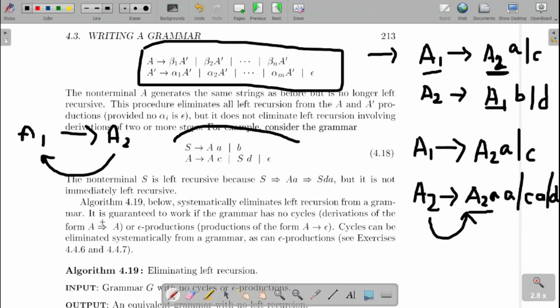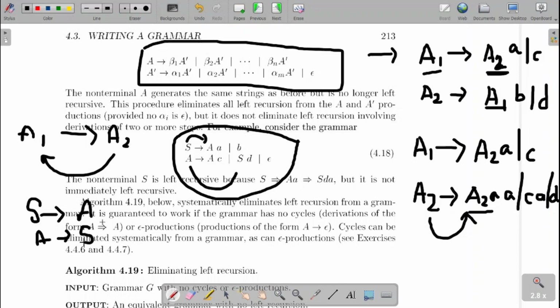Now if you look at the example present over here: S derives AA or B, and A derives AC, SD and epsilon. If I take S again, S derives AA or B. So now S will give us A, and A will give us S. S is giving A, and A is giving S. Again, it is cyclic.